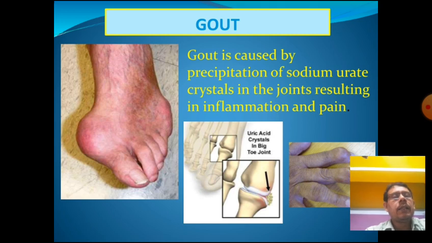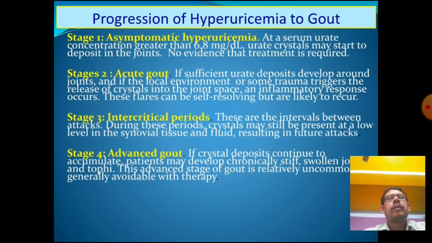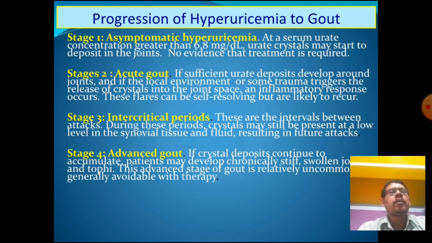Generally, when uric acid is deposited in the joints, the movability of the joint can be reduced, ultimately causing swelling and inflammation of the joints. That's why it is gout. Now, how is it removed and managed? The progression of hyperuricemia to gout: first, asymptomatic hyperuricemia, where the serum urate concentration is greater than 7 mg per dl. Urate crystals may start to form in the joints.